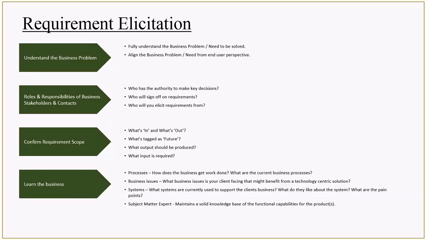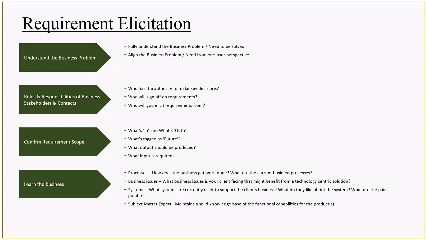Roles and responsibilities of business stakeholders and contacts also need to be understood for our planning purposes. You need to know who has the authority to make key decisions, who will sign off on requirements, and who you elicit the requirements from. These are the key things we should be asking questions about when we are planning for requirement elicitation.